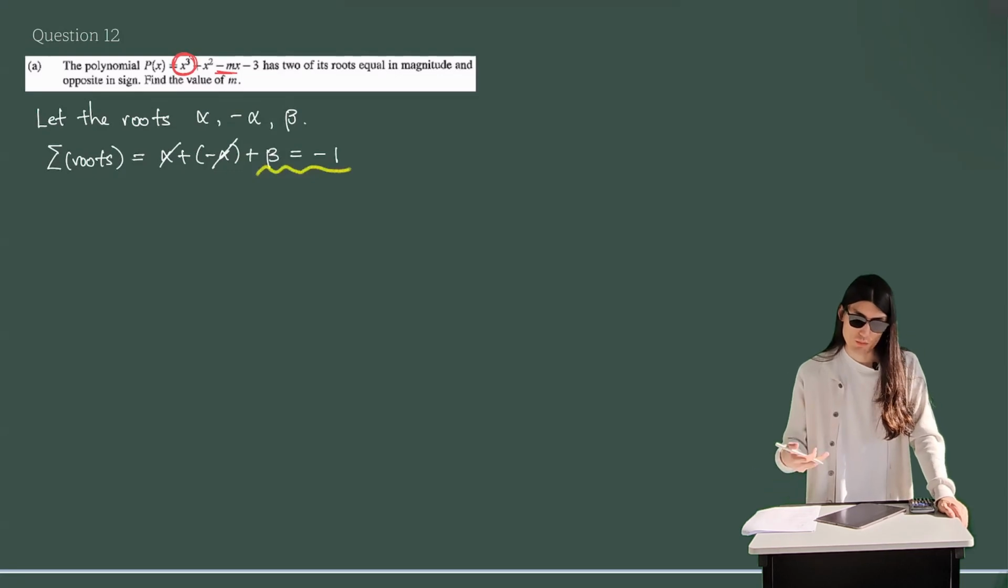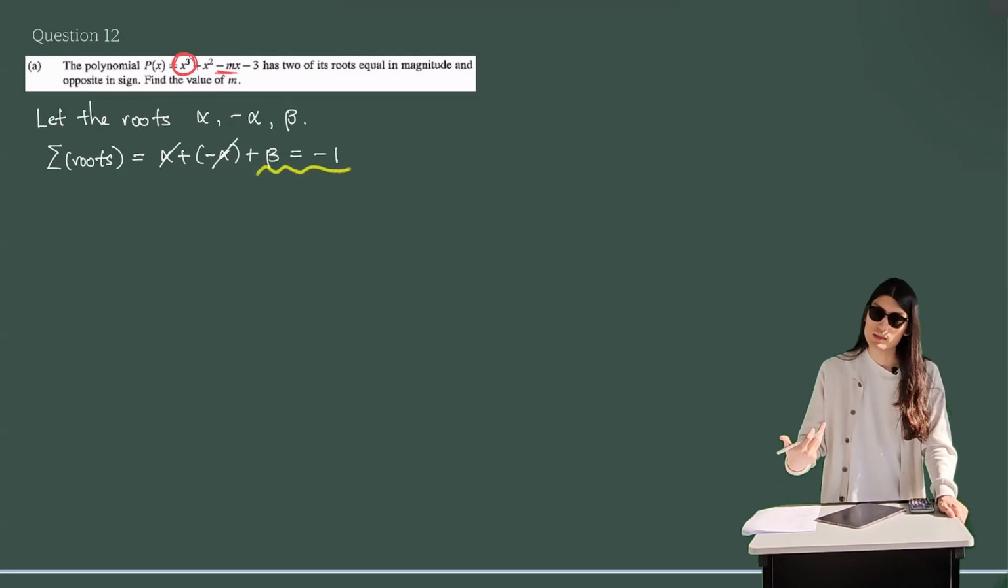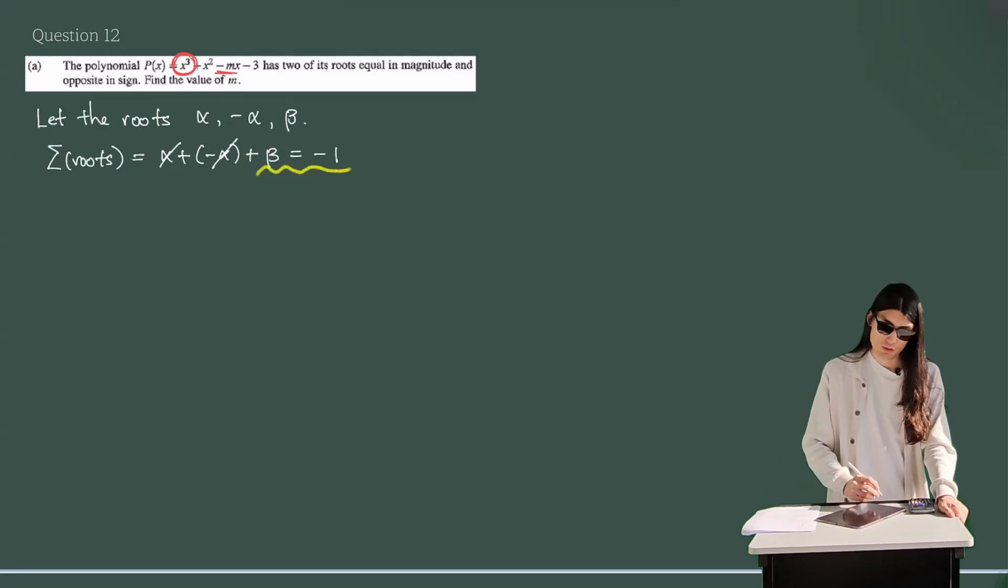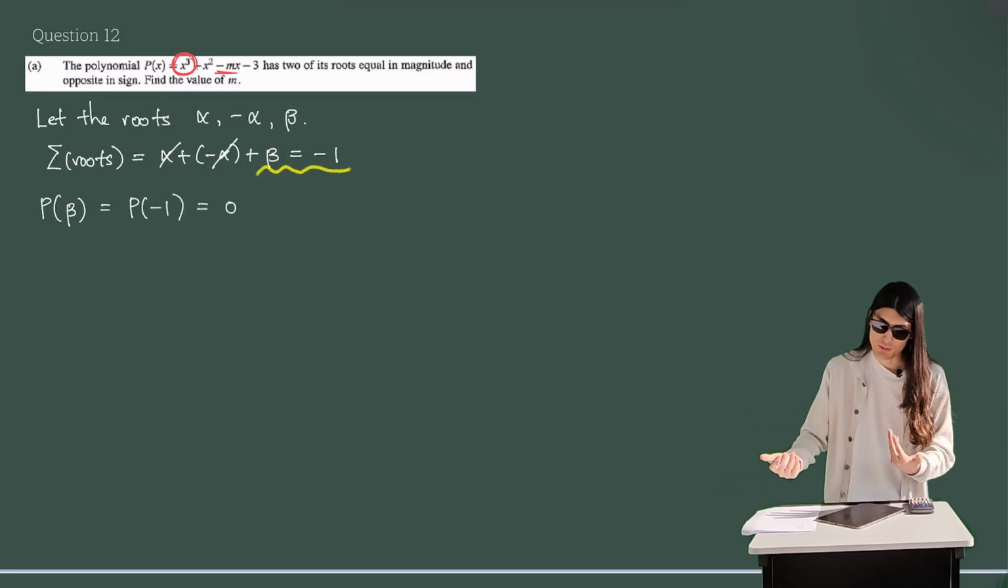And what's the benefit? What's the advantage of knowing one of your roots? You can then go straight into subbing that into your polynomial. Why? Because that should equal 0. Why? Because beta is a root, isn't it?